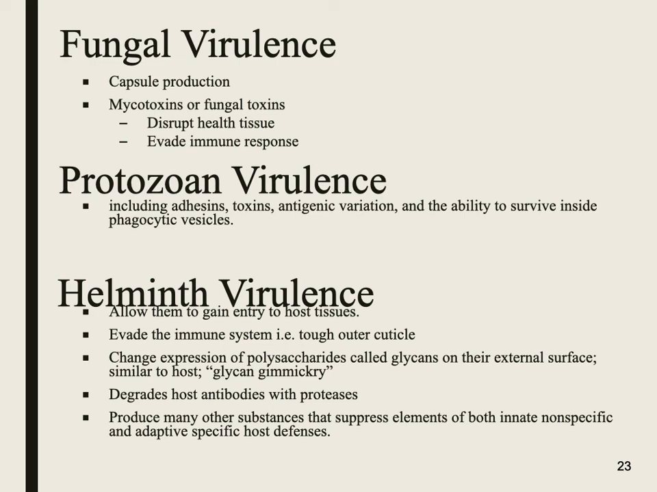There are a number of ways that they can evade the immune system besides some of the immune responses that they elicit, but they also have structures like the cuticle. So a lot of helminths are going to have an outer kind of shell on them, and this tough outer cuticle is hard for the immune cells to attach to and engulf. Helminths are also able to change the polysaccharides that are on their surface. And sometimes their polysaccharides can be similar to the host.